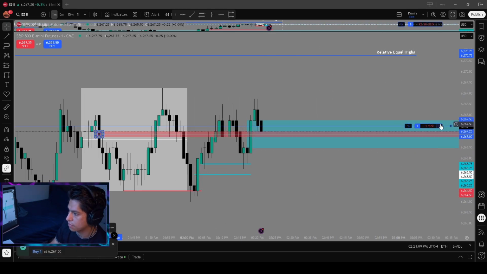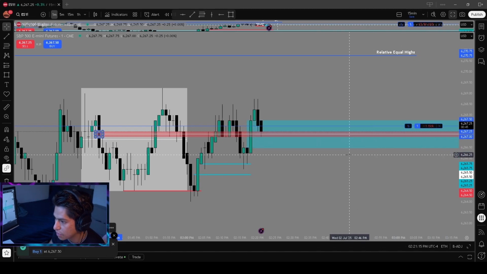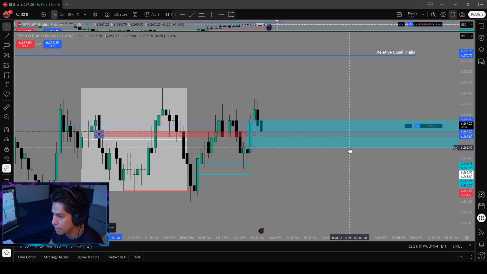I didn't put a stop loss on. It usually doesn't let me, but from here, I do not want to see price go lower than this low right here. I do want to take out those relative equal highs, maybe go back to break even. That'd be a good place to sell.